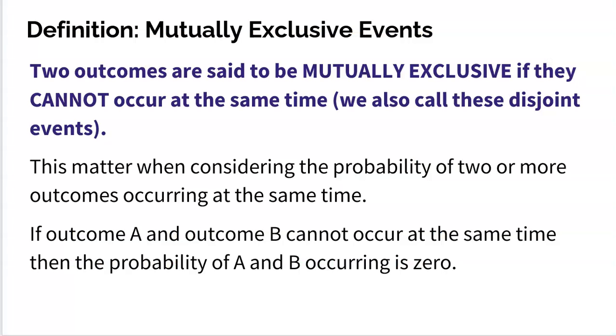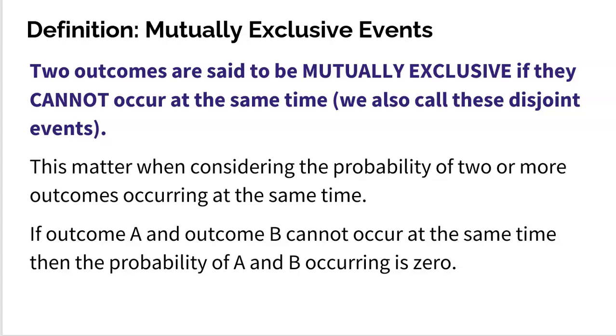Mutually exclusive events. This is a really big topic. Two outcomes are said to be mutually exclusive if they cannot occur at the same time. So we're talking about two different events. Can they occur at the same time? If they cannot, they're mutually exclusive, which we would also call disjoint. Otherwise, they're not mutually exclusive. So this matters when considering the probability of two or more outcomes occurring at the same time. If outcome A and outcome B cannot occur at the same time, then the probability of A and B equals 0.